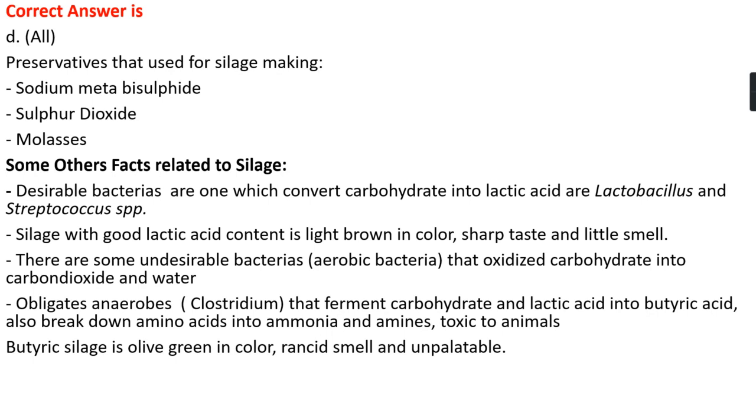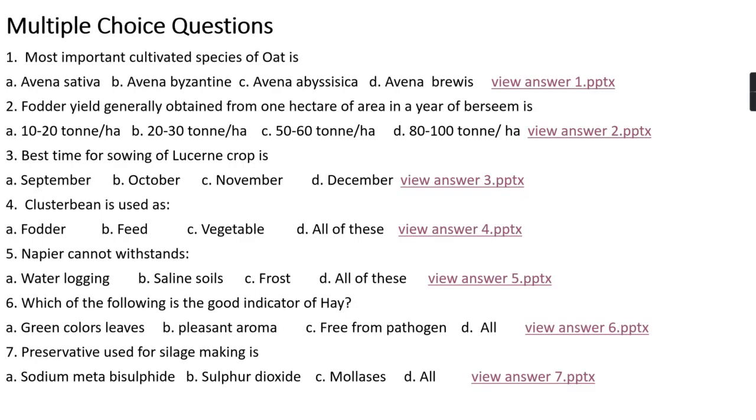and also some obligate anaerobes like Clostridium that ferment carbohydrate and lactic acid into butyric acid, and also break down amino acids into ammonia and amines, which are toxic to animals. Butyric silage is olive green in color, has a rancid smell, and is unpalatable in nature.